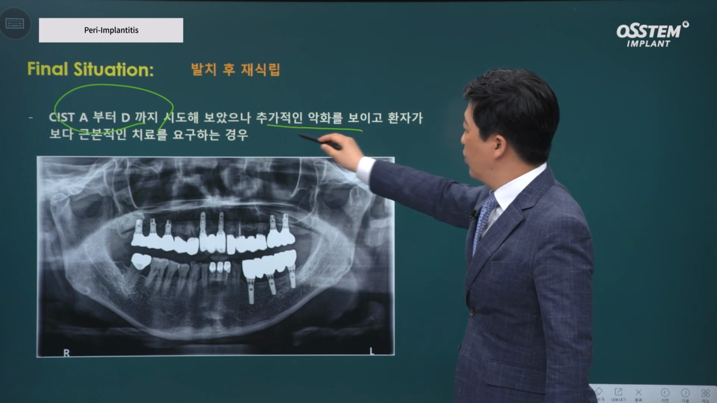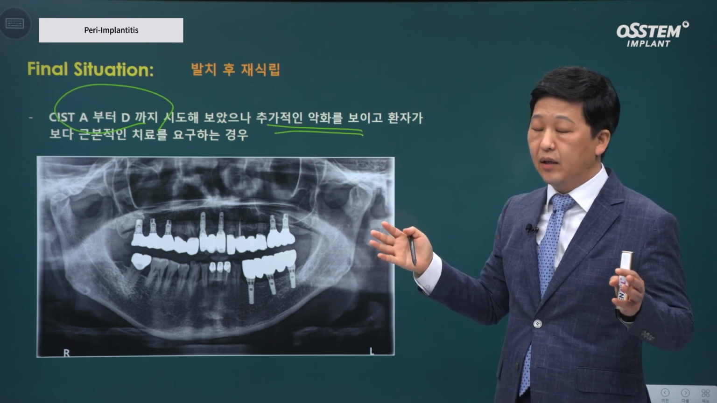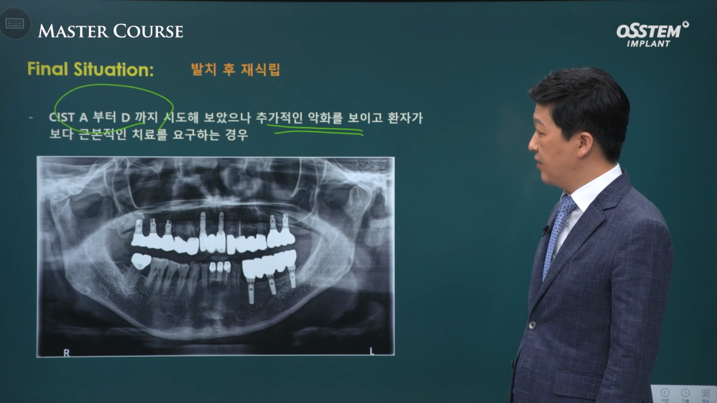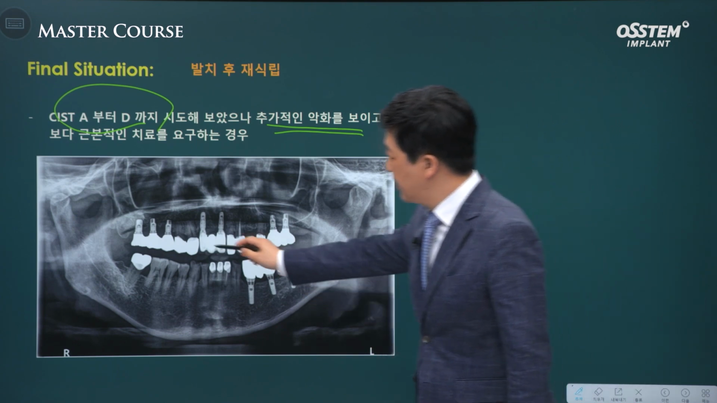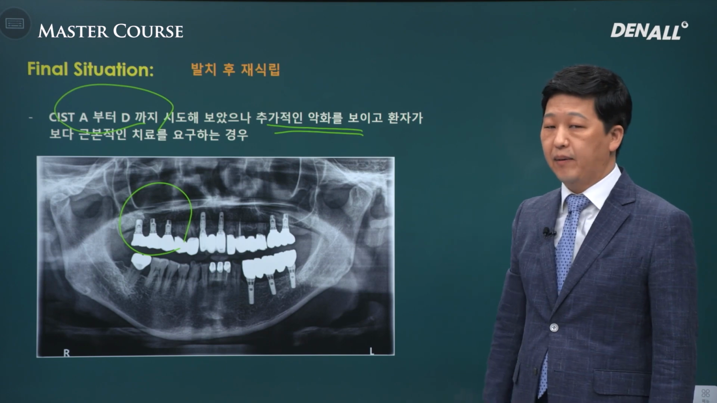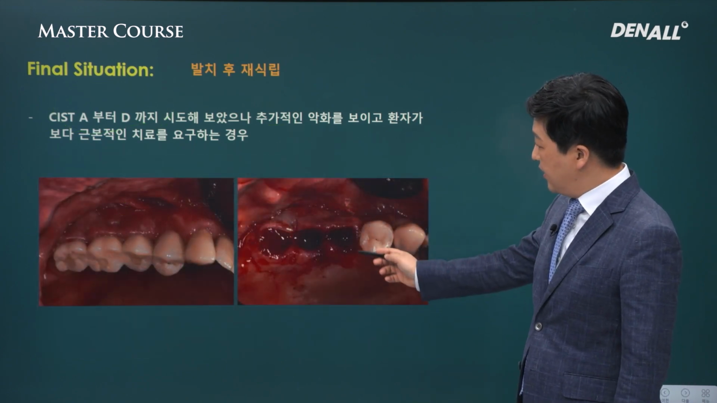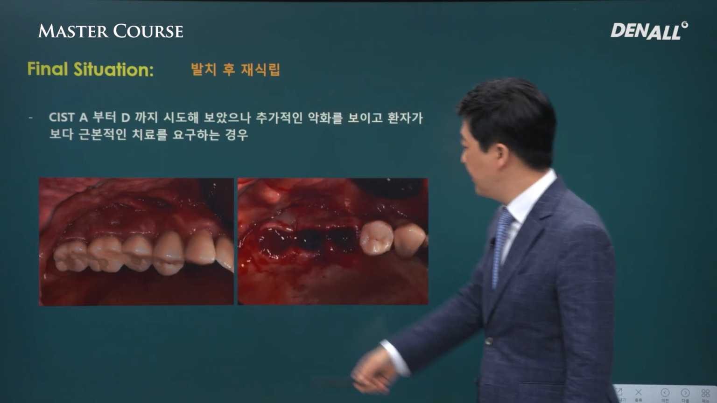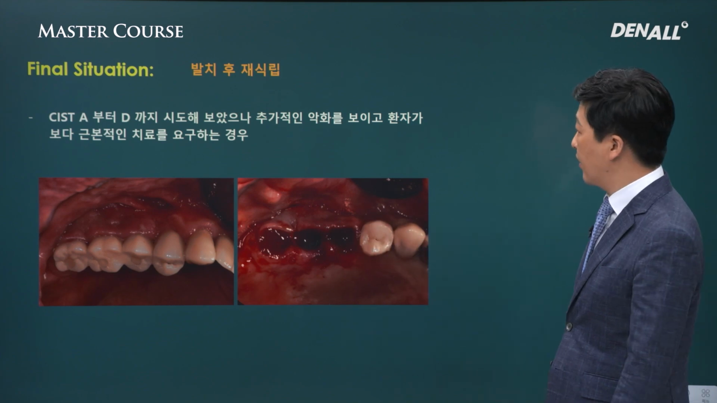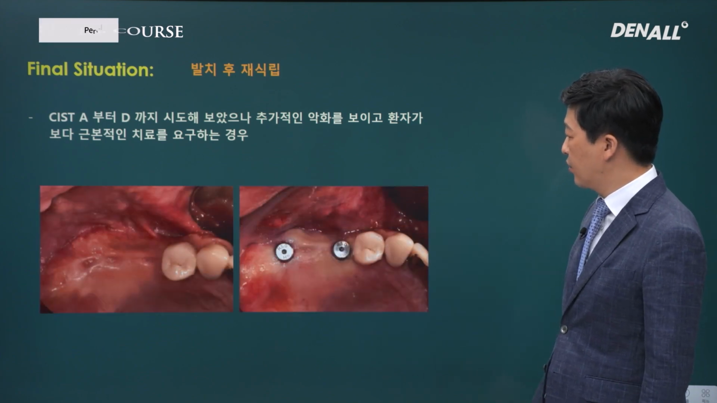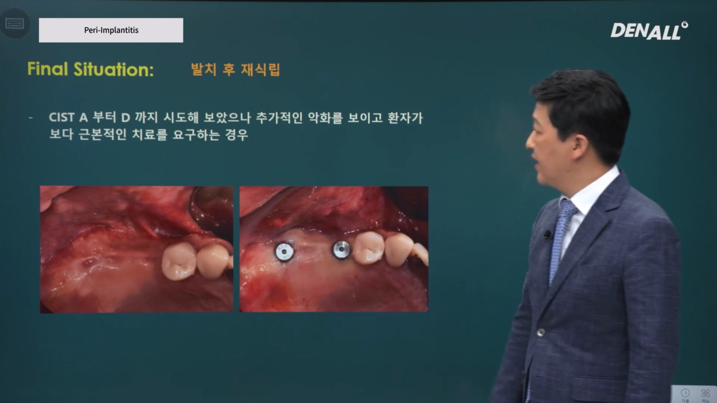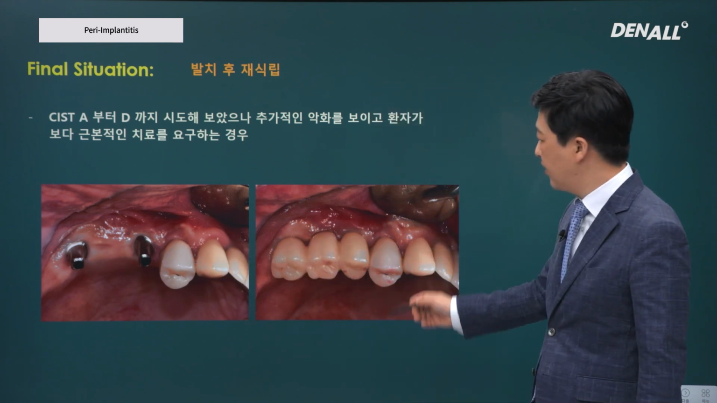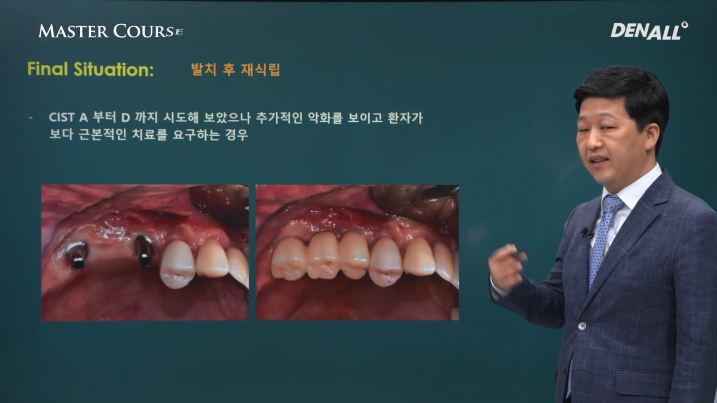Even if you have done CIST A to D, if symptoms continue to worsen and if the patient requires more fundamental treatment, there is no other way. You have to remove the implant and replace it. If you look at this case, peri-implantitis has advanced significantly and a lot of bone resorption occurred. 3 implants were removed. After a healing period, implants were placed using a guide. The final prosthesis was delivered and the patient is using the implants very well.